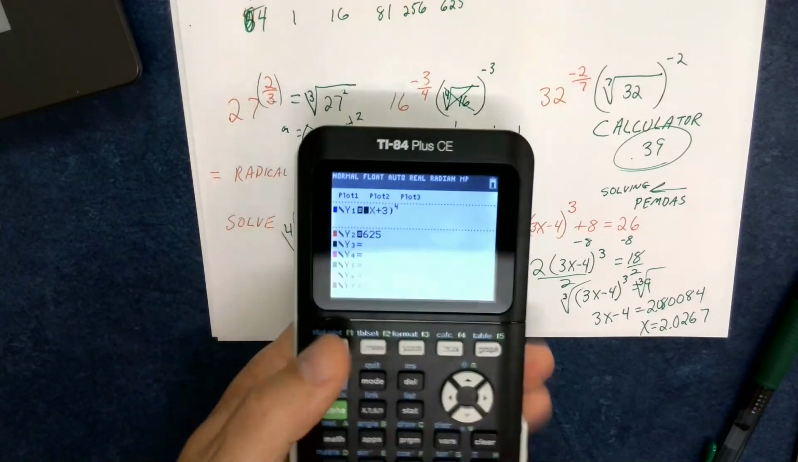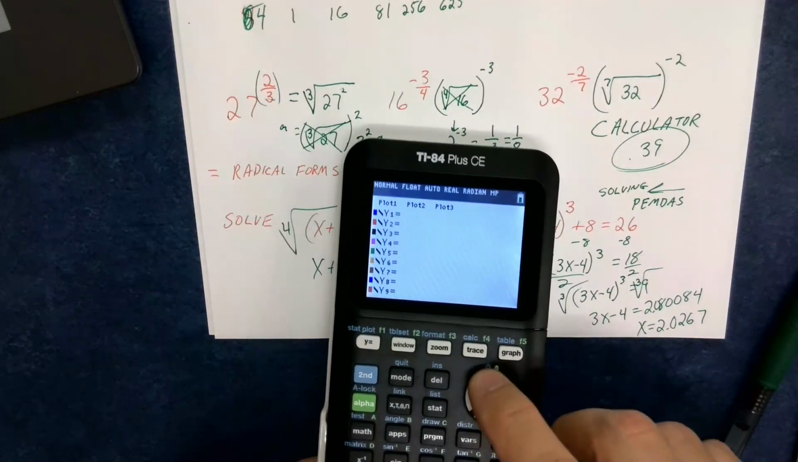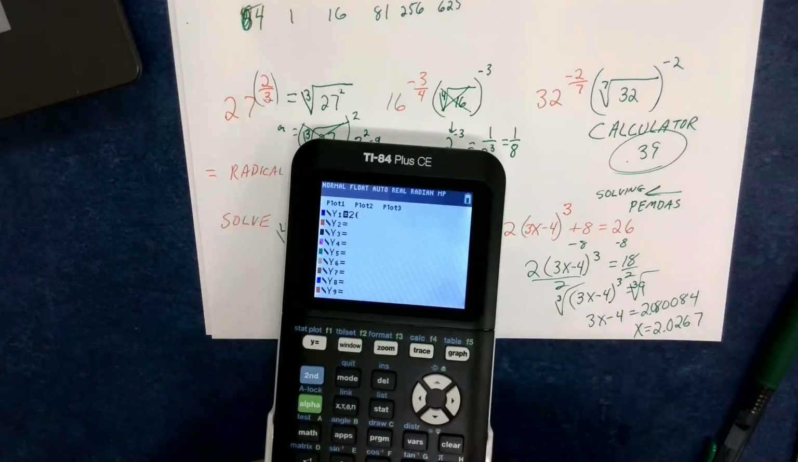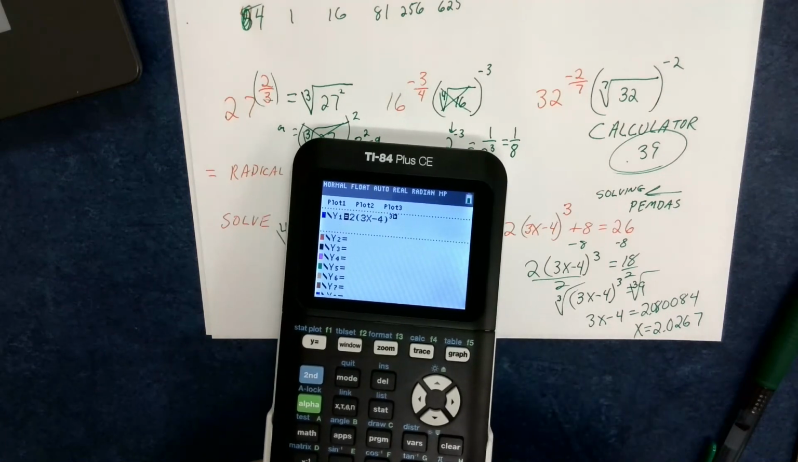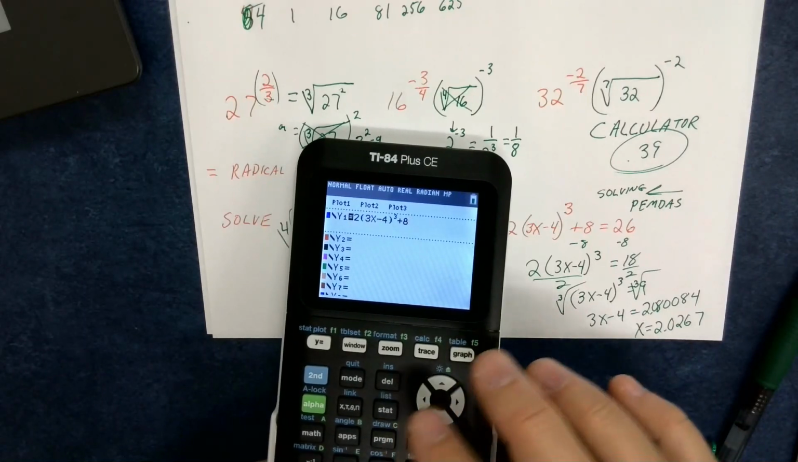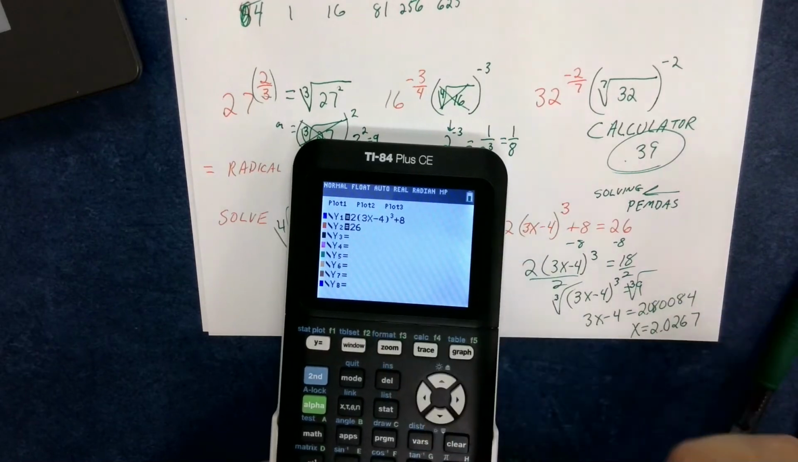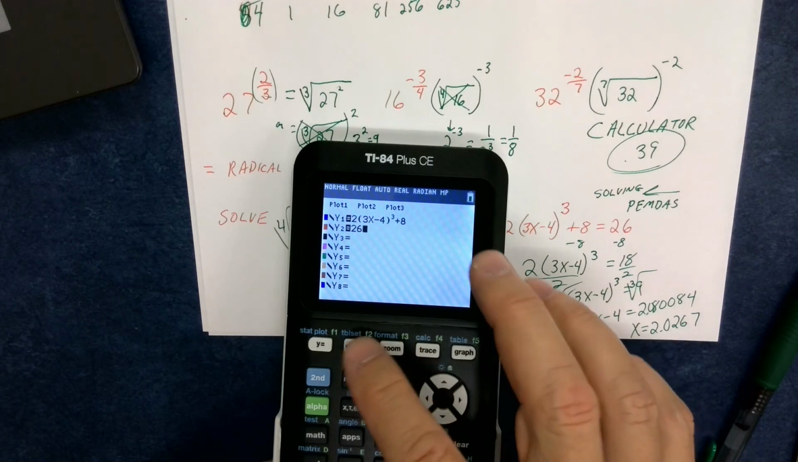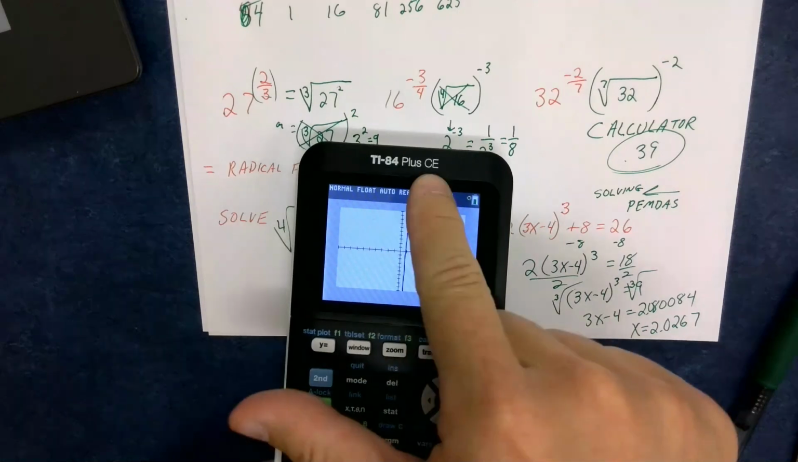I could also do this. I can go to my graph and get this way. So clear that out. This is just good practice for you on the graphing calculator aspect. 2 parentheses 3x minus 4, close parentheses raised to the third, plus 8. And I want that to equal 26, just like that, yeah? And then I'm going to go ahead and zoom 6. That's my standard viewing window. You can see there's a cubic function going up.